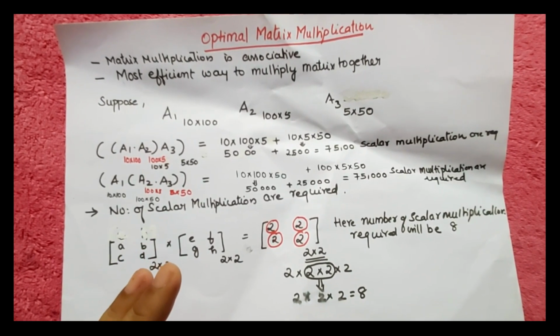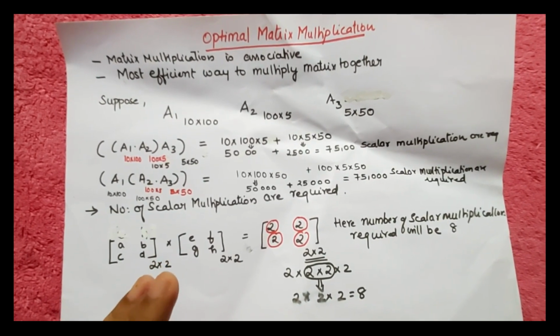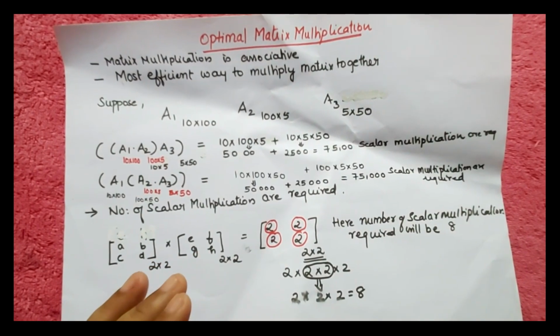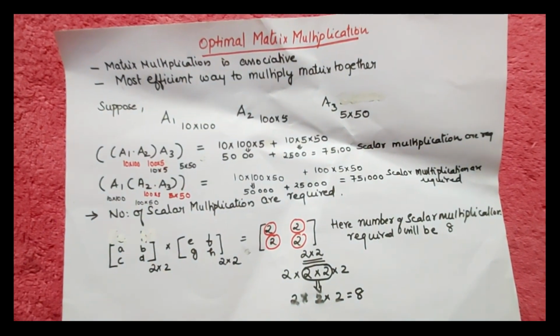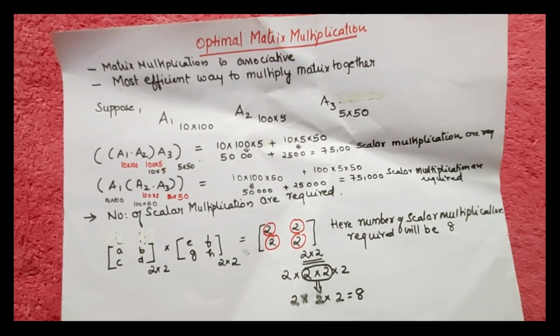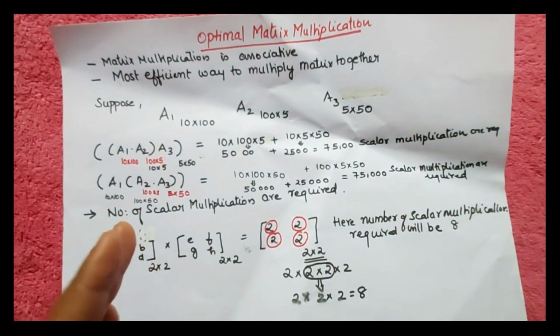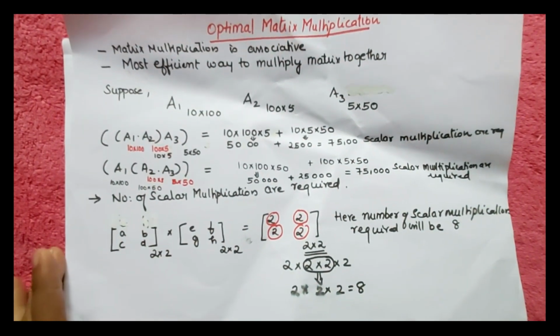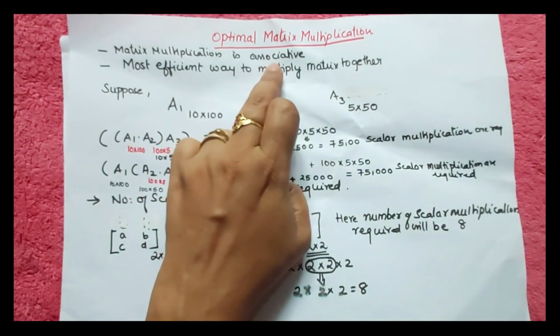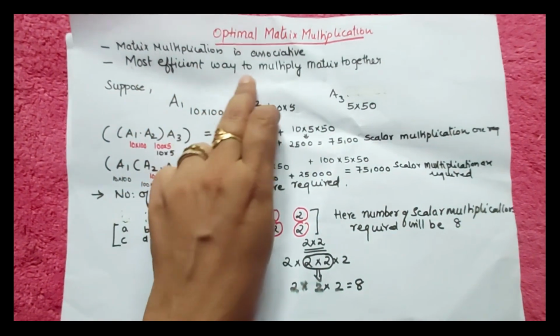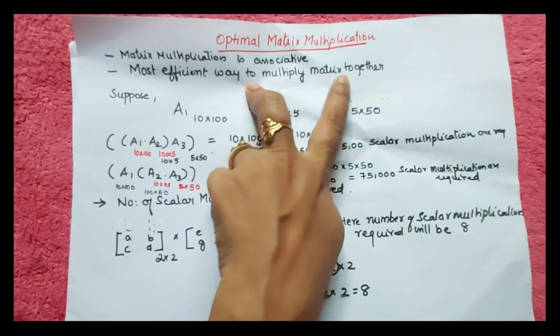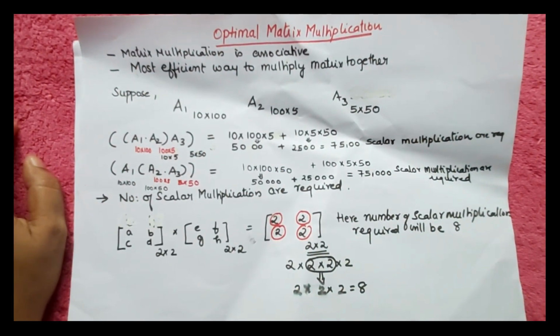The first application I told is optimal matrix multiplication, and this is the main application of dynamic programming. So I'll explain what optimal matrix multiplication is. As you know, matrix multiplication is associative. The most efficient way to multiply matrices together is found from optimal matrix multiplication.